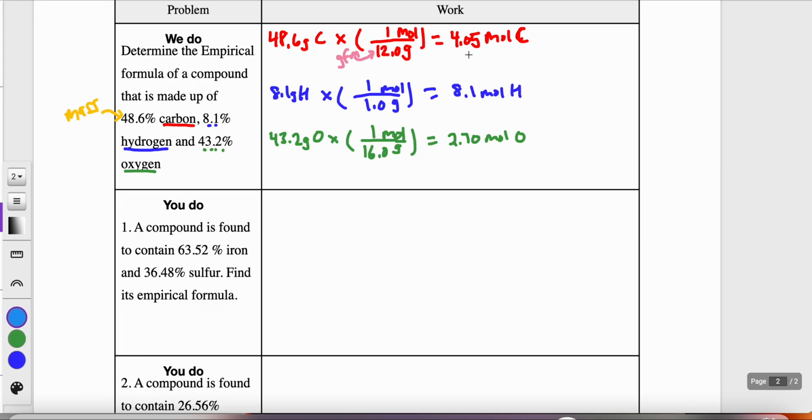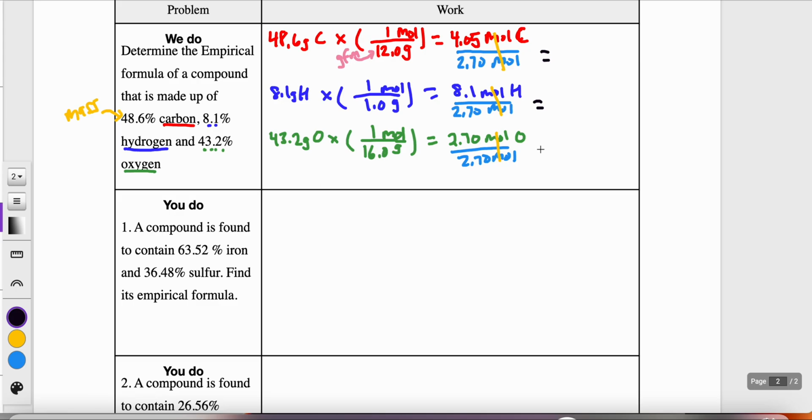Once we have each element present in the compound's quantity converted to moles, then we need to divide each of the mole values by moles. And we choose to divide each one by the lowest mole value. So 2.70 is the lowest of the 3 mole values. So we divide each of the elemental mole values by 2.70. Now notice, we are dividing mole by mole. So mole divided by mole, moles are gone in each of our setups.